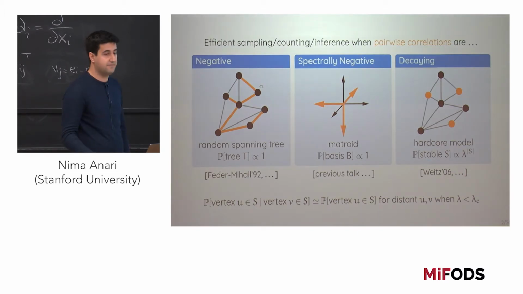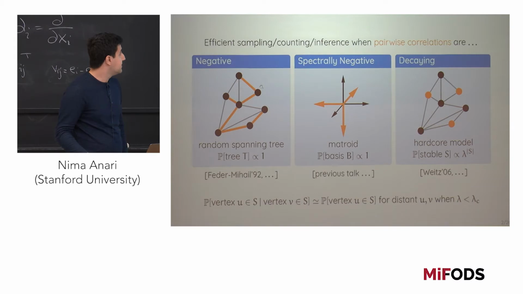One such case is when you have this thing called decay of correlation. So a famous example of this is the hardcore model. So this is a distribution over independent sets or stable sets of a graph, where you put a weight of lambda to the cardinality of the independent sets. Lambda is a parameter that you can play with. So for small enough lambda, Weitz basically showed that distant vertices in this model are very, very loosely correlated to each other. So the correlation between vertices that are very far apart is almost zero. They're almost independent. And then he used this to derive some sampling and counting algorithms for this model.